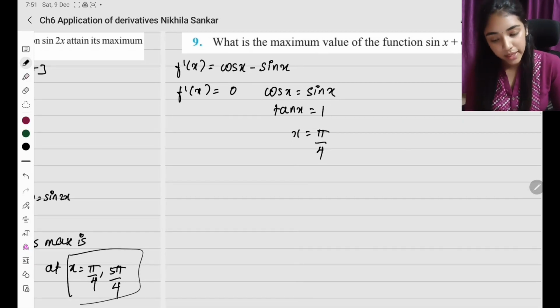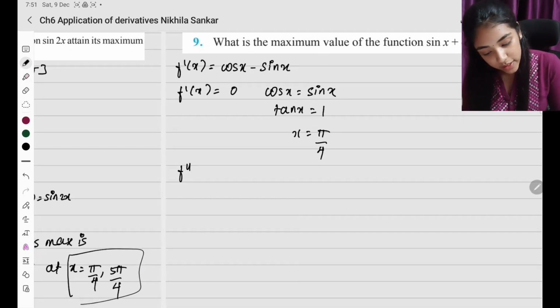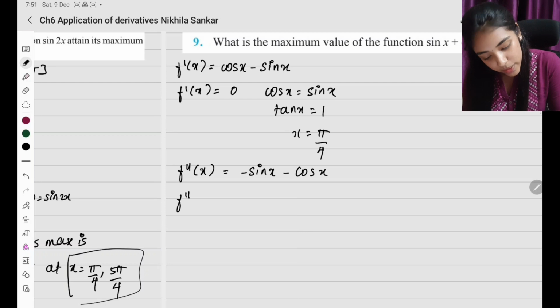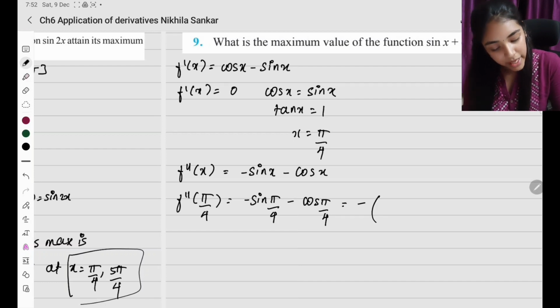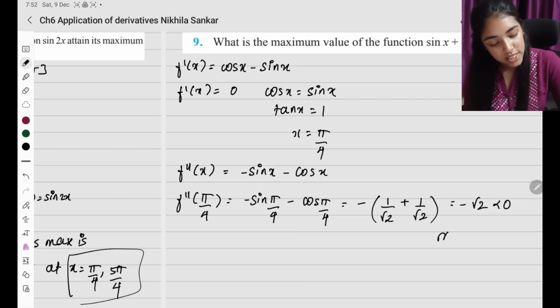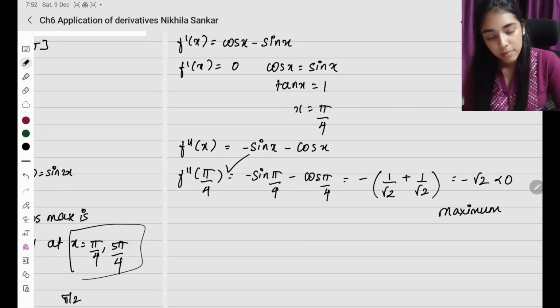And I do not know what my end points are. So I'm going to simply substitute the value and double differentiate. So f double dash of x is going to be: the derivative of cos x is minus sin x, and the derivative of minus sin x is going to be minus cos x. Now when I substitute my critical point, I have minus sin pi by 4 minus cos pi by 4. When I take the minus outside, sin pi by 4 is 1 by root 2 plus cos pi by 4 is 1 by root 2. I have taken the minus outside. So I have minus 2 divided by root 2, which is going to be minus root 2. This is less than 0, which means we are talking about the maximum value. So maximum at pi by 4.